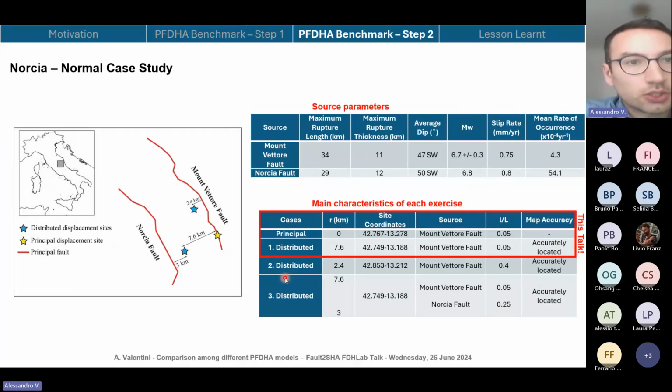This is the Norcia normal case study. You know the area very well, maybe better than me. The site is here for the distributed exercise. It's 7.6 kilometers far from the Monte Vettore fault.